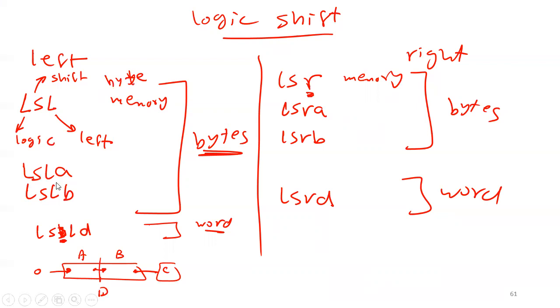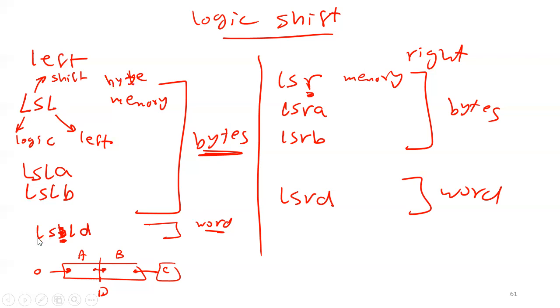Second one, we have LSLA. So logic shift left for register A. We have LSLB, which shifts register B. And these three shift instructions are for bytes. Okay. So we have only one instruction that can do shift for a word.